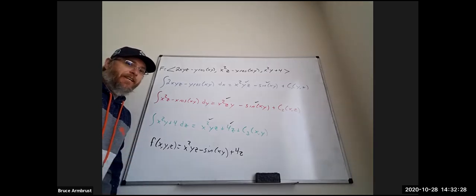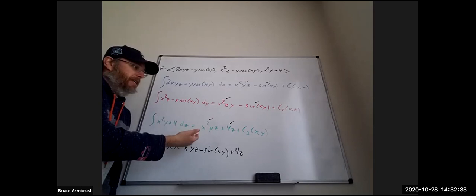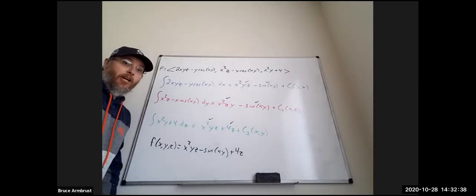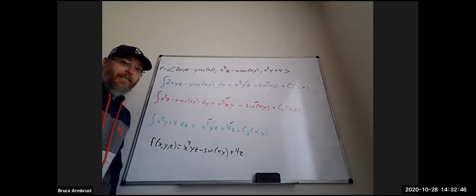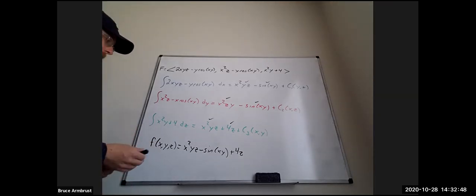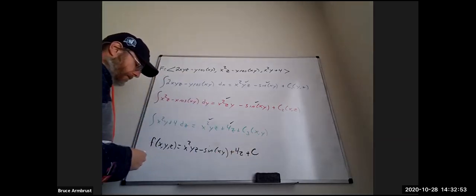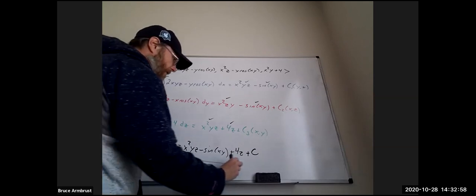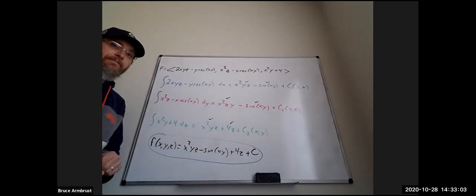All right, well, here's the deal. Since we already took care of everything with x's, y's, or z's, the only other constants that are still viable are regular constants, just good old numbers, right? 11, 37, negative 14, 6, whatever. So all we'd have to do then is add on our plus c. And so this is actually our potential function.